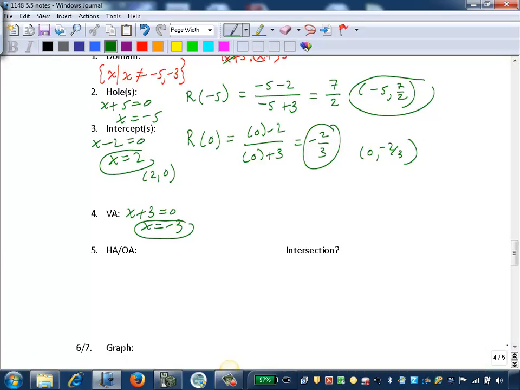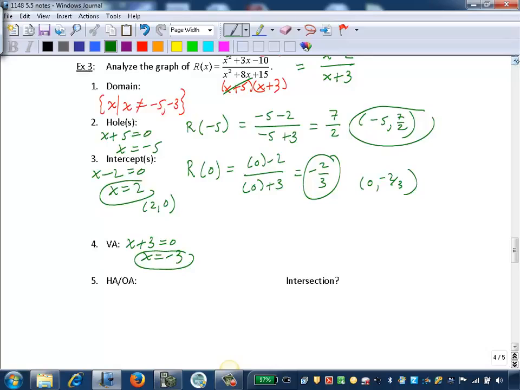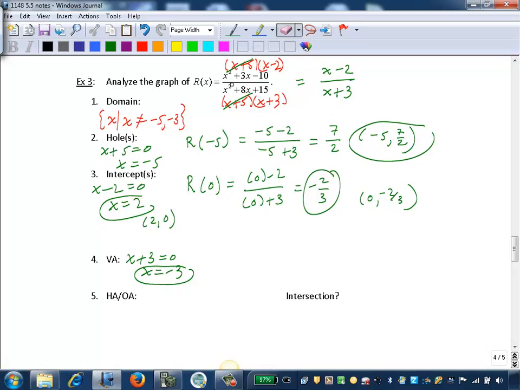Now we want to see if we have horizontal or oblique asymptotes or neither. So we want to compare the degree of the numerator and the degree of the denominator. Whether you look at the original function or the reduced function, it's the same as far as the degrees. The degree of the numerator is the same as the degree of the denominator. So when they're the same, we know we have a horizontal asymptote. If you want to make a note, that's because the degree of the denominator equals the degree of the numerator.